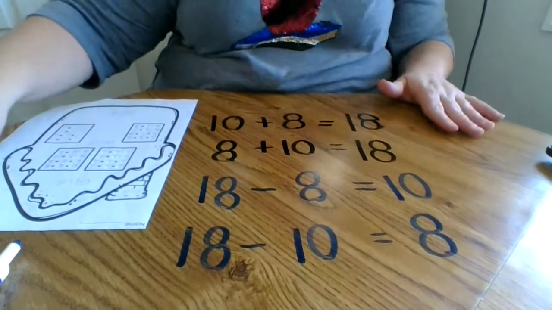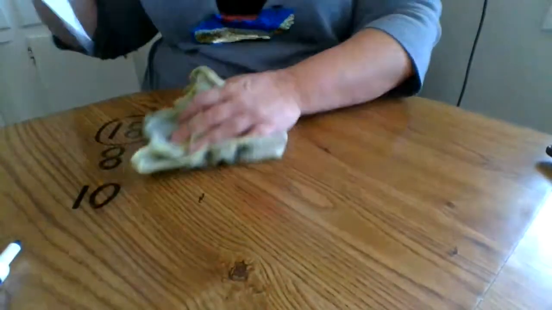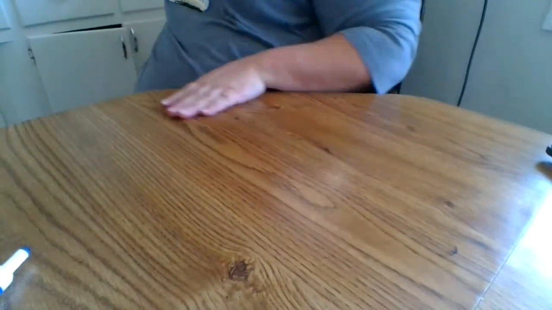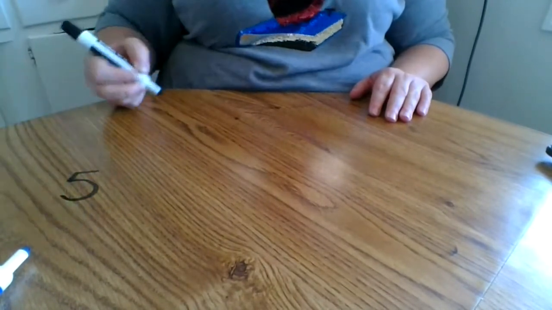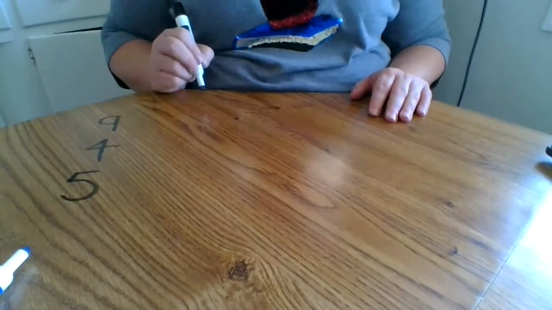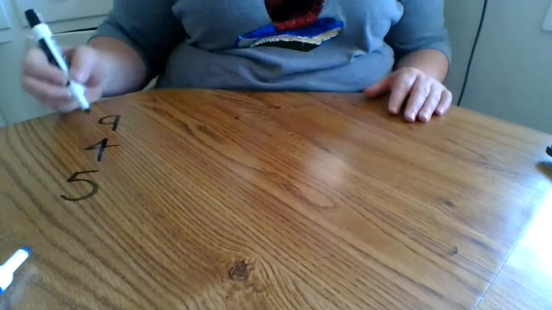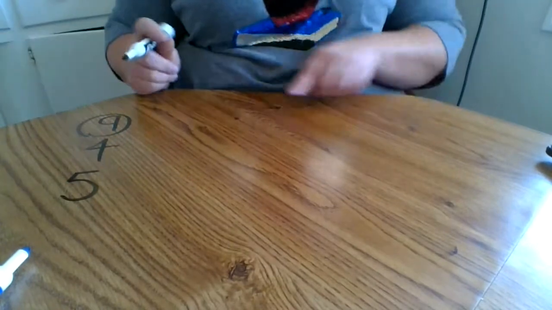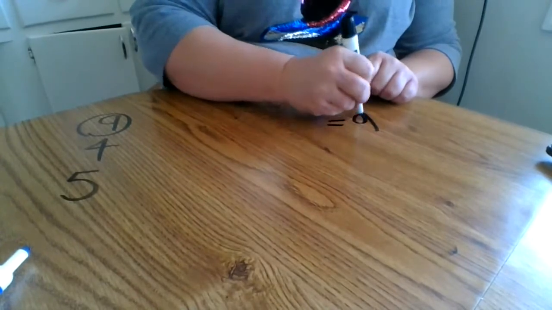All right, I'm going to erase my board and we are going to get ready for the fourth and final fact family in our gingerbread house. So this one has the number 5. It has the number 4. And it has the number 9. All right. What's my whole enchilada? What's my biggest number? You got it. It's 9. So that means all of my addition sentences are going to equal 9.